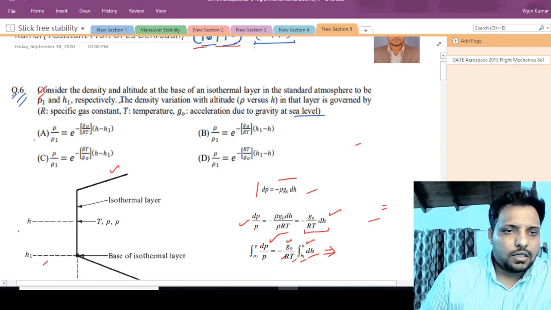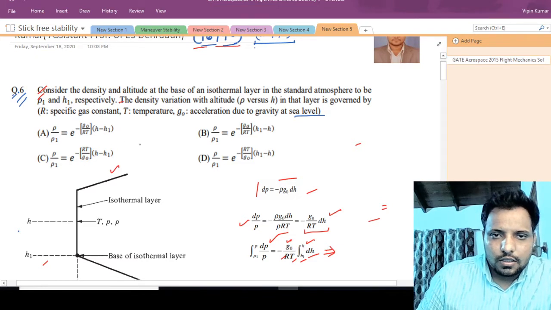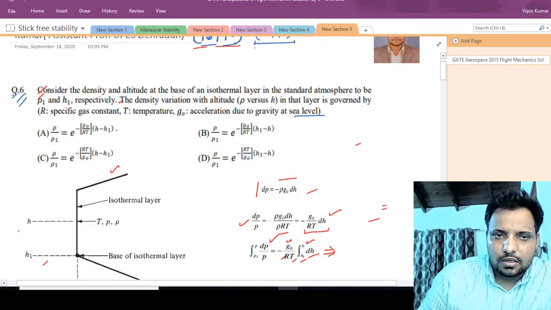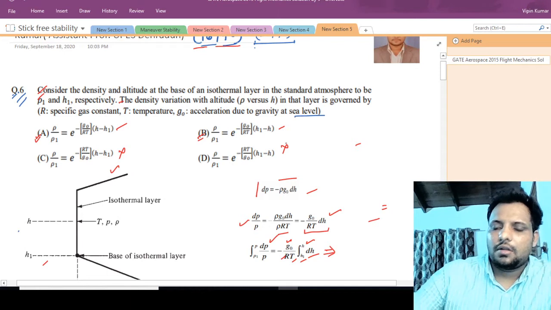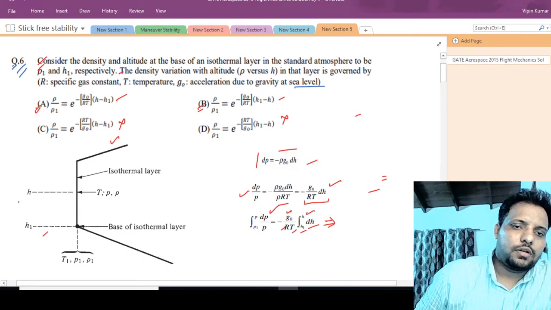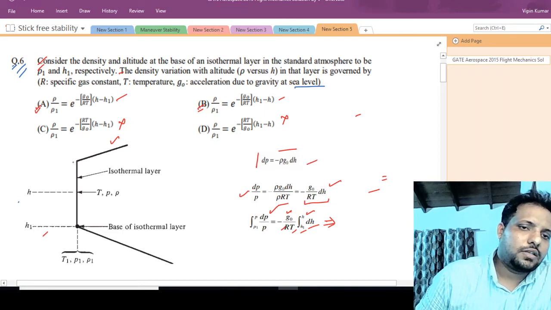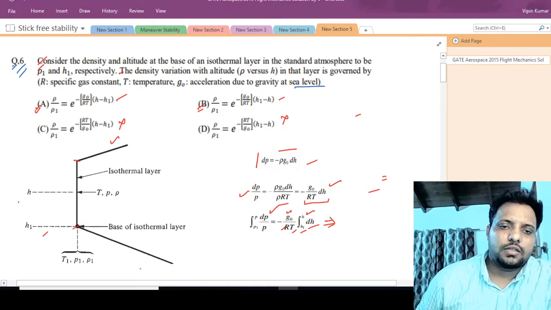If you look at the answers, you will see that two answers look similar, this one and this one, which means that one of the answers out of these two is going to be correct. Okay, so we can eliminate these two choices here, but before that we'll discuss what is an isothermal layer and what are the different types of layers. Okay, so basically when we talk about the atmosphere, there are some layers.